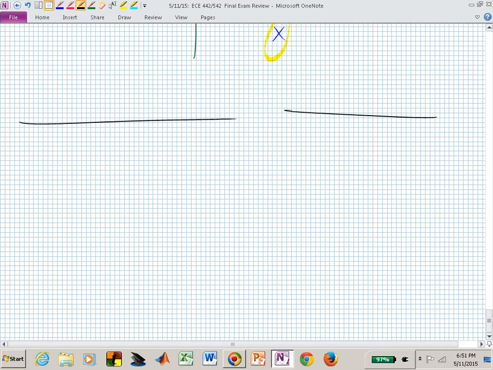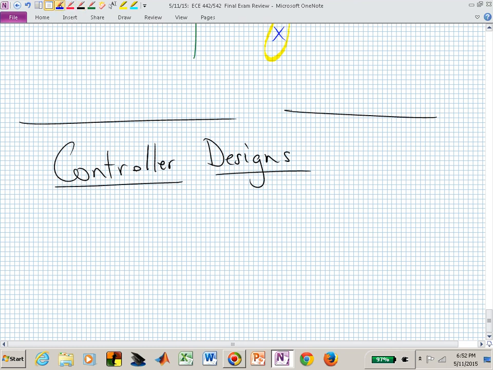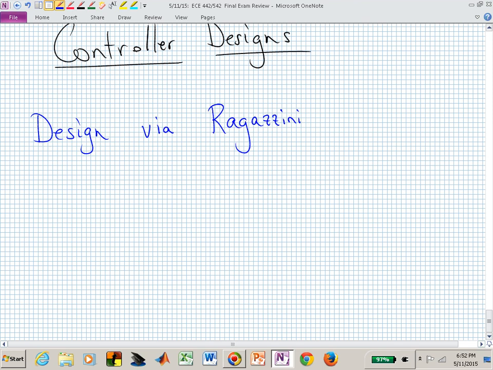The next walk through the semester took us into controller designs. And we started, maybe not with what you will ever want to use, but it gave us a way to develop some insight and intuition into what we need to happen when we're designing controllers. And that's this design via Ragazzini. The reason I like to start with Ragazzini is it makes you immediately start thinking about constraints. Constraints that you have to impose on your design or in your design process so that you come up with a valid controller.